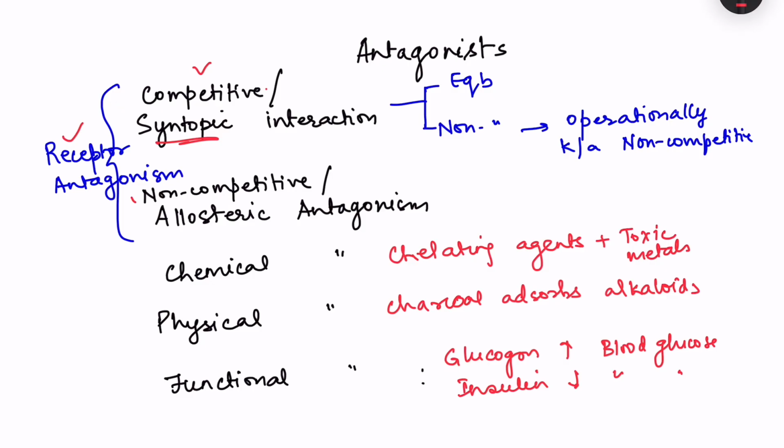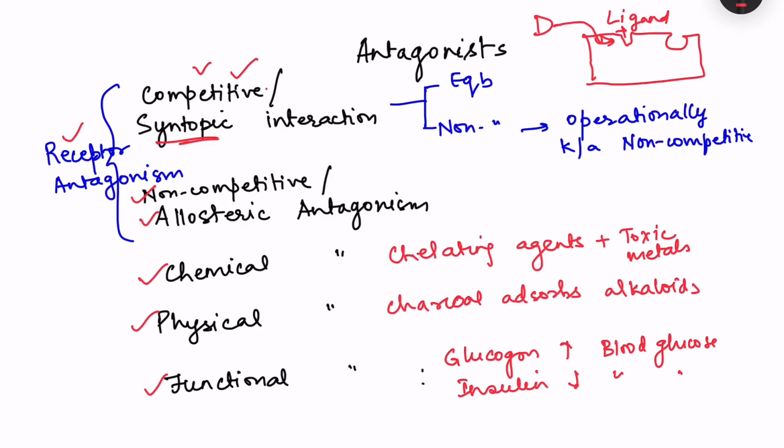Then we have the non-competitive, also known as allosteric antagonism, because there is interaction of the drug with another site. Then we have chemical antagonism, physical antagonism, and functional antagonism. What are these? Competitive interaction is, suppose this is the receptor, and the ligand can bind here. Now if you add a drug and it competes with the ligand to bind on the same site as the ligand, that is known as competitive interaction.